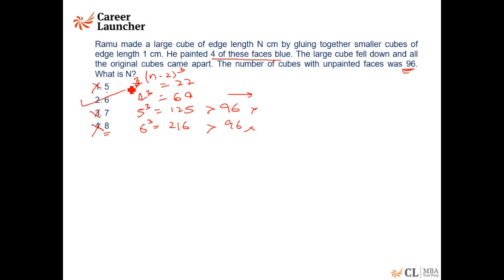Such a question I will always do the simplest thing first. Which is n minus 2 whole cube is the number of cubes which are inside, and all of them will be unpainted. In addition to this, in this particular question, there will be some unpainted face cubes on the face also. And hence my answer cannot be 7 and 8 because these two itself are giving me more than 96 unpainted cubes inside, and the first choice is too small to be considered.